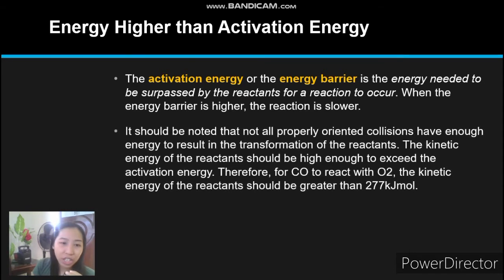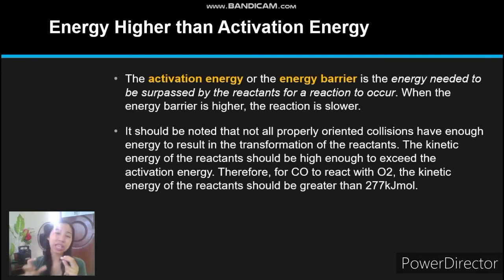Now, it should be noted that not all properly oriented collisions have enough energy to result in the transformation of the reactants. The kinetic energy of the reactants should be high enough to exceed the activation energy. Therefore, for CO to react with O2, in our earlier situation, the kinetic energy of the reactants should be greater than 277 kilojoules per mole. That is what I mentioned earlier, no?